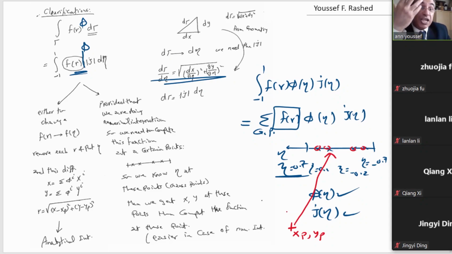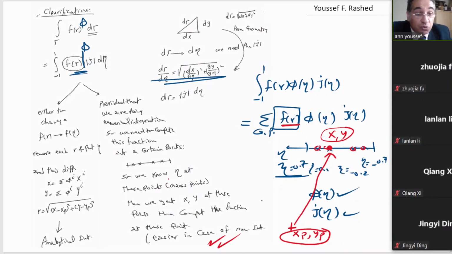So instead of changing everything to eta, we change eta here to x and y, because we can compute x and y for the eta points. And from x and y here and x and y here, we can compute f of r. So this is the idea. The simple way is to change everything, as I wrote here, from f of r to r, to compute the value of the fundamental solution at the integration points in terms of the x and y coordinate.